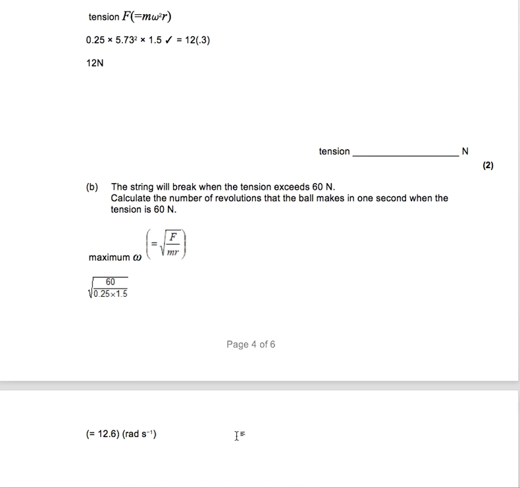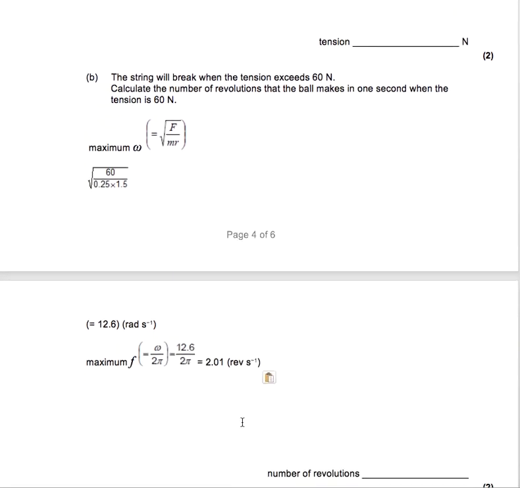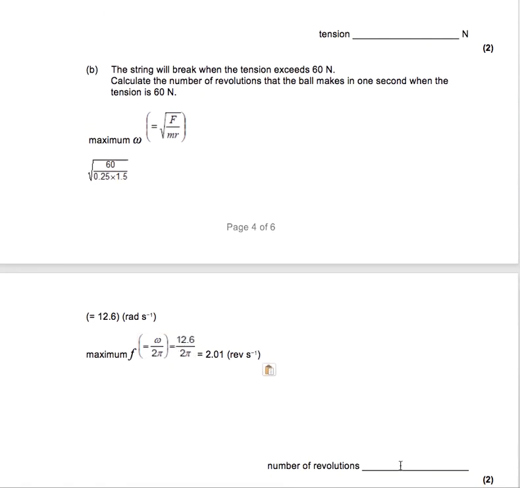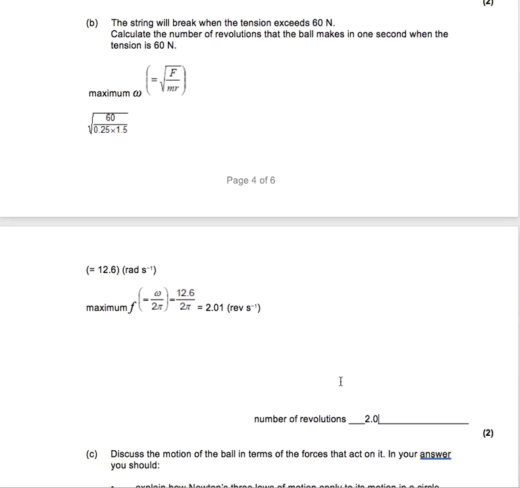So the frequency then is omega over 2 pi, our maximum frequency. And that would be 2.0 revolutions per second. Again, to 2 sig figs.